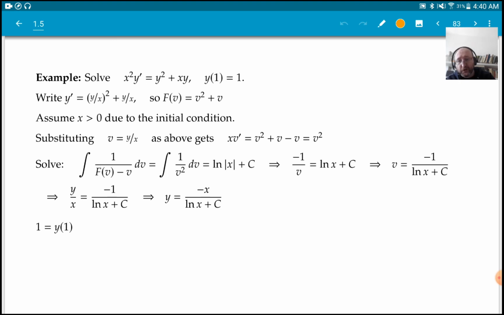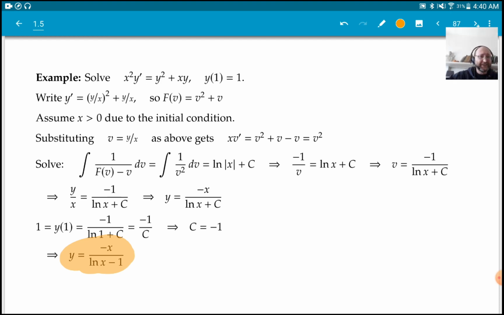So, y of 1 is supposed to be 1. So we plug in 1 into here. And you notice that ln of 1 is just 0. So it's minus 1 over c is 1. So therefore c is negative 1. So you plug in negative 1, so it's ln of x minus 1. That's your solution. All right.